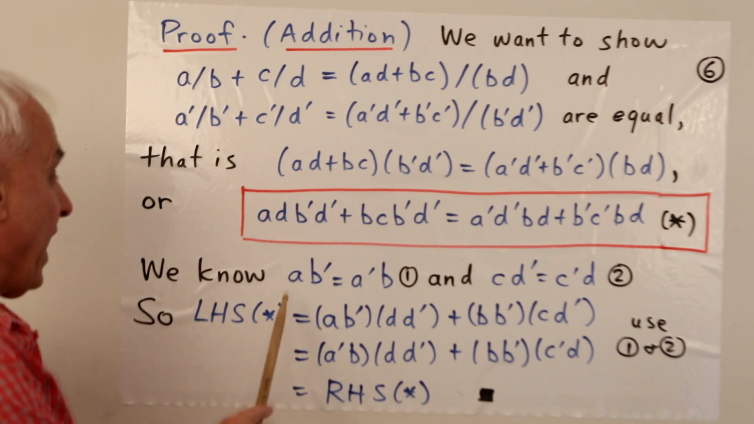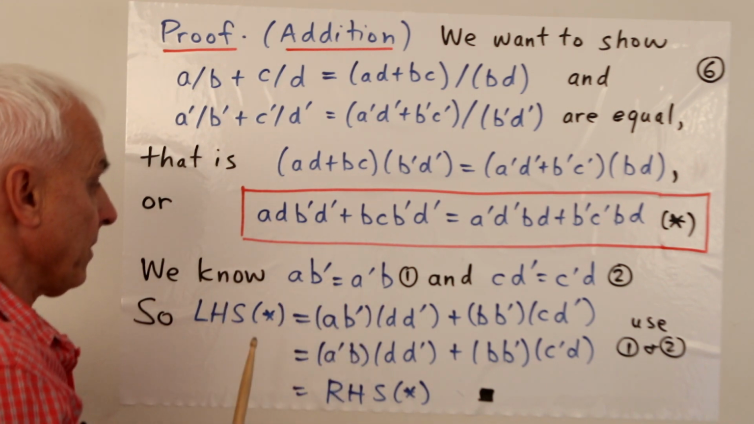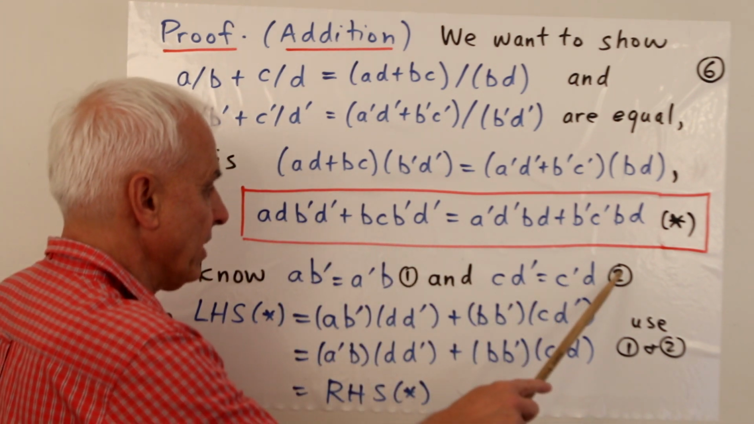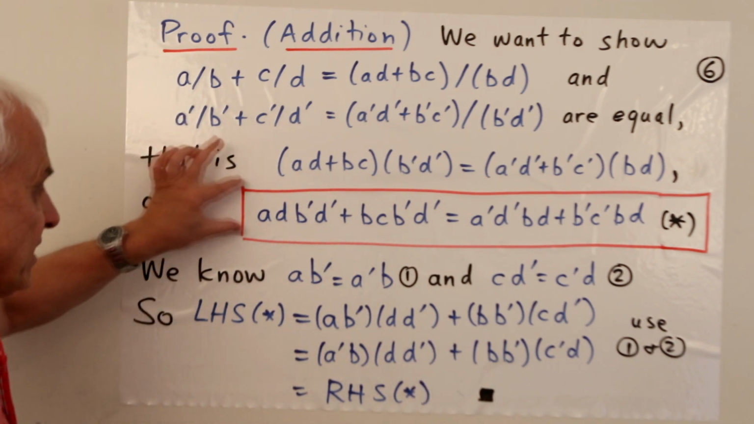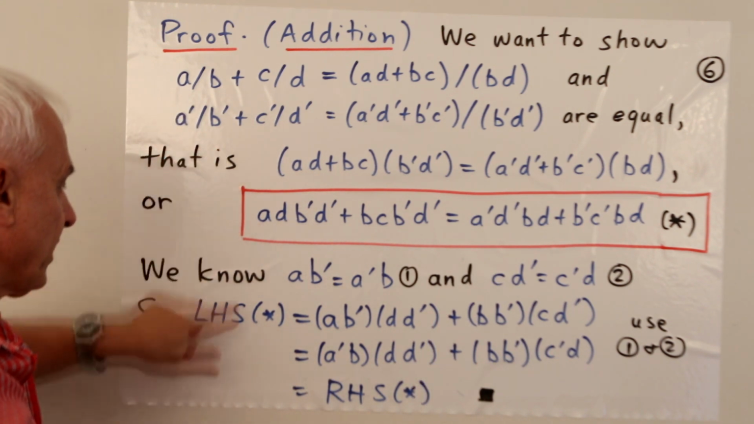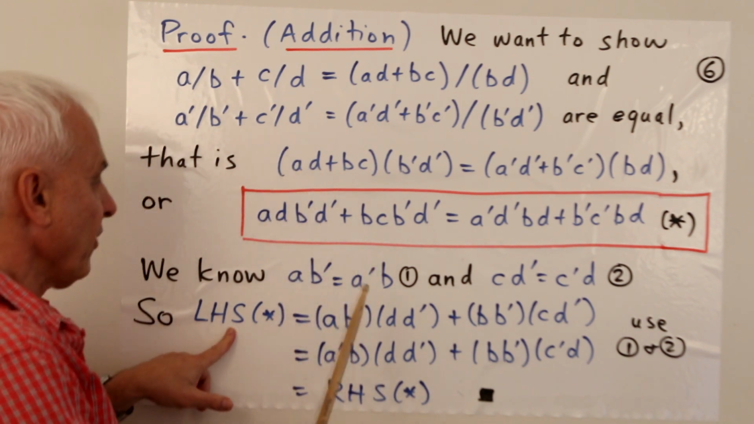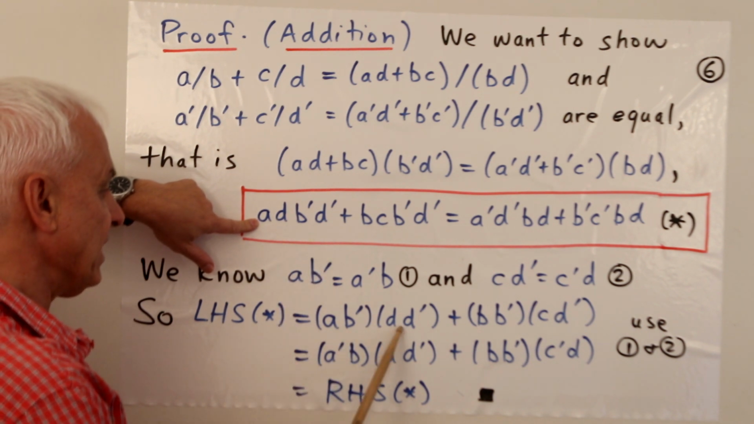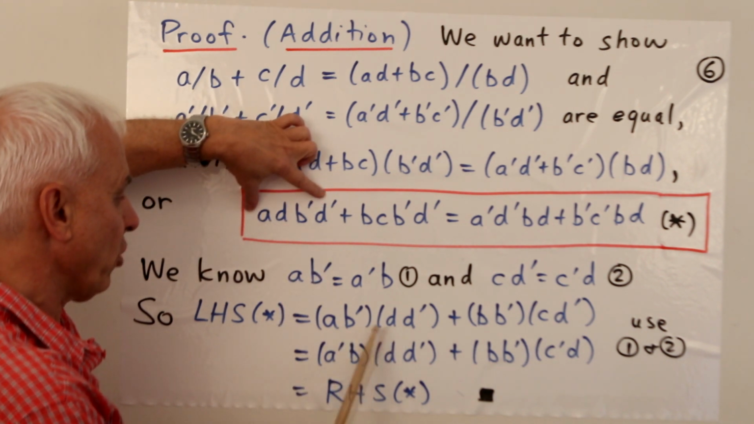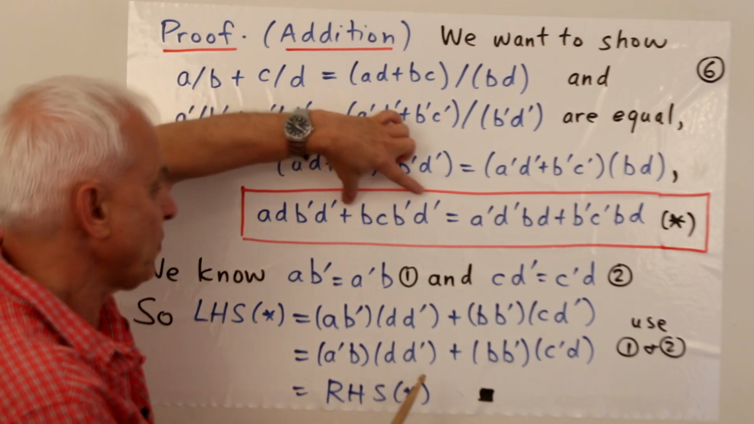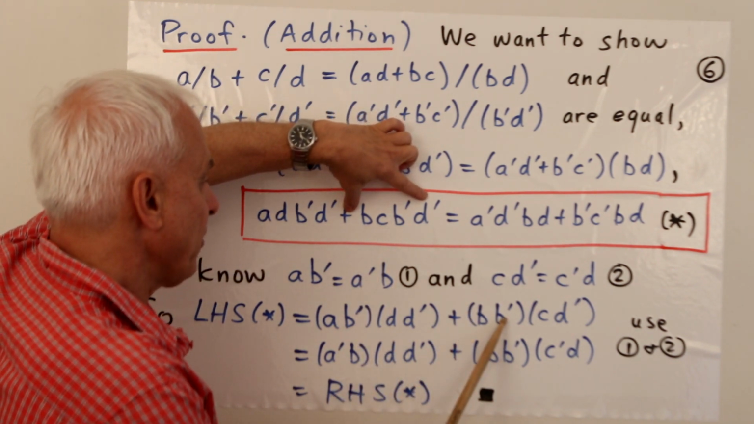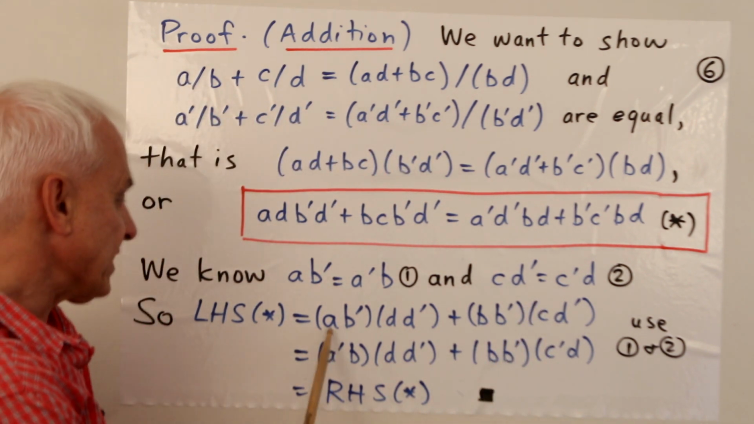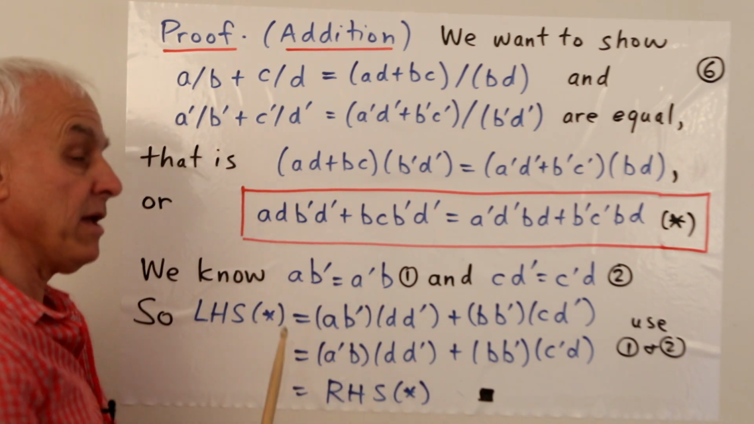Okay, what do we know? We know that A B prime is equal to A prime B. That's our condition 1. And we know C D prime equals C prime D. That's condition 2. So the left-hand side of this equation, we can write it like this. Over here, this term A, B prime, we can bring them together, and then there'll be a D, D prime. So we're just rearranging the 4 terms here, grouping them a little bit differently. And this one here, also we bring the B and the B prime together, and then there's a C and D prime left over.